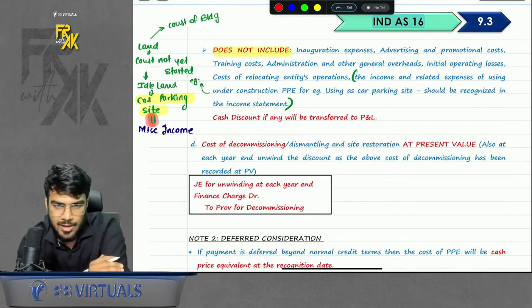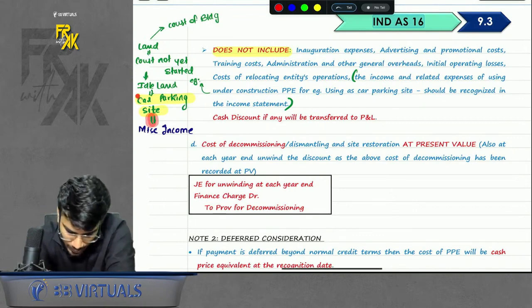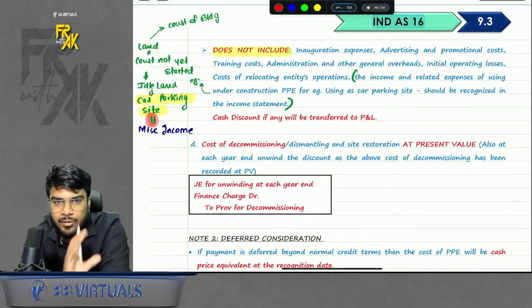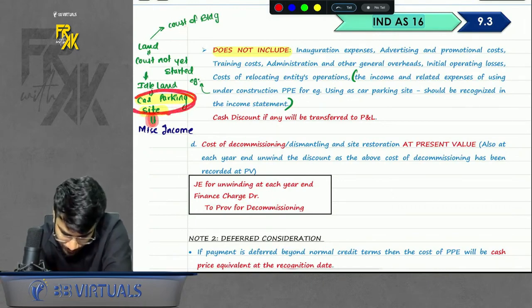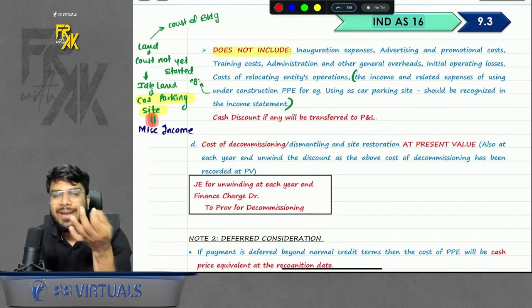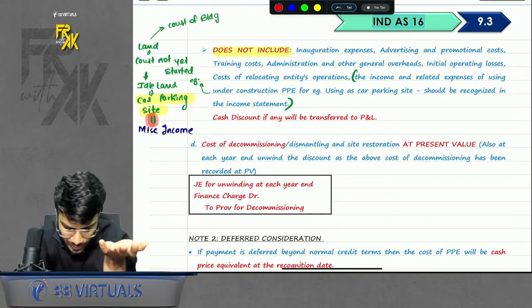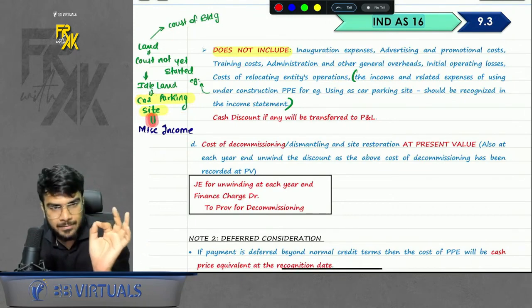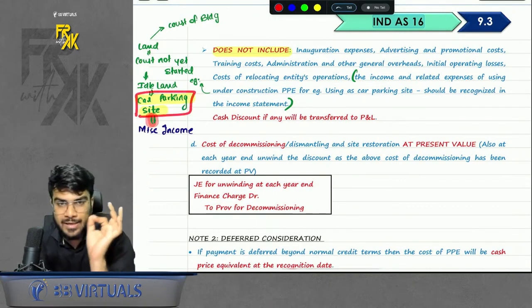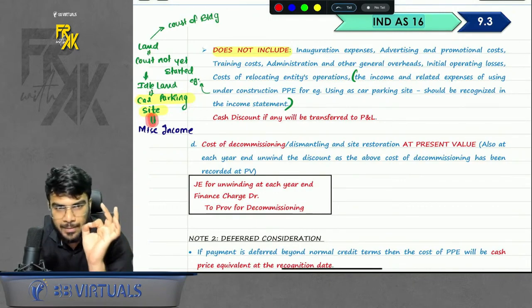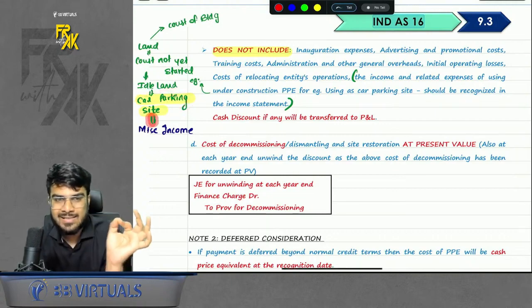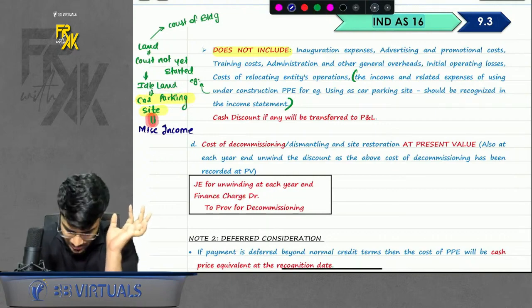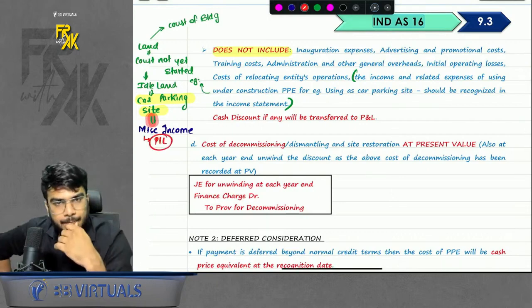Tell me. Just imagine, even if we don't make a car parking site out of it, the construction can still be done, right? The motive behind this was not to do any testing. We are doing this just to earn some miscellaneous income. Irrespective of this, we can still construct our building. So this creation of a car parking site is not necessary to make the asset ready for use. So such miscellaneous income will be transferred to profit and loss.